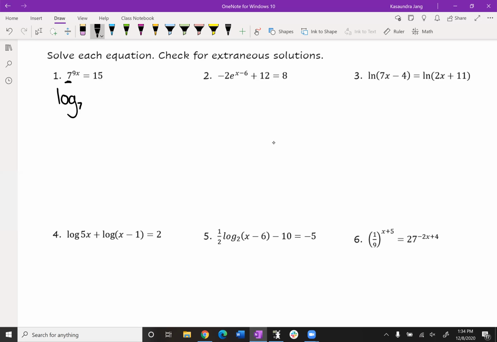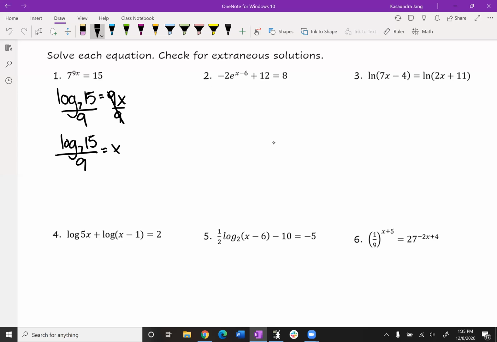Log base 7 of something, it's got to be of whatever's on the other side. This 15 is the argument here. Log base 7 of 15 equals my exponent. The whole reason we use logarithms is to solve for the exponent. That's the whole point. So this equals my exponent 9x, and then I'm just going to divide by 9 on both sides. And we solved for x: log base 7 of 15 all over 9.